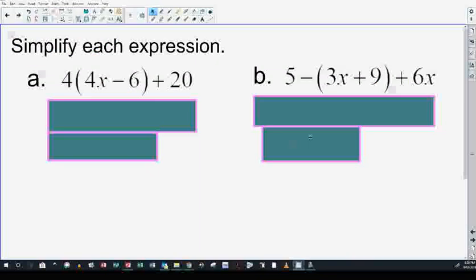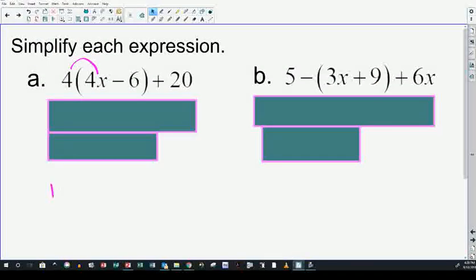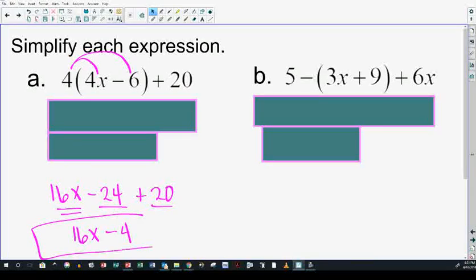All right, so here we go. If I distribute the 4 to the 4x, I get 16x. If I distribute the 4 to the negative 6, I get negative 24. The 20 is outside the parentheses, so you just bring it down. Now these two are alike. This one is not, so I'm just going to bring it down. So negative 24 plus 20 is negative 4. And then there's your final answer.